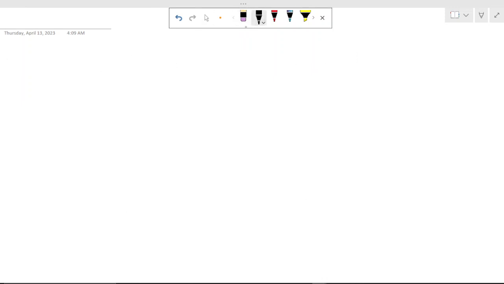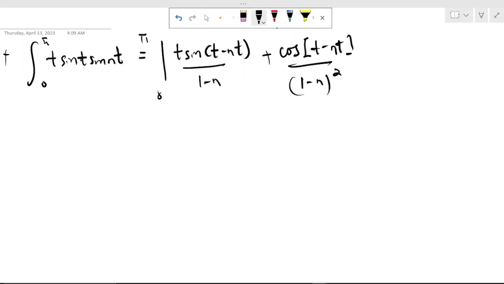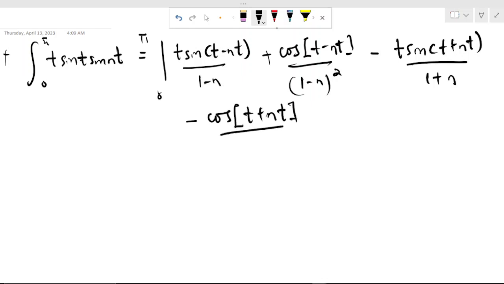I can just remove this. So the integral from 0 to pi of t sine t sine nt is equal to, from 0 to pi, t sine(t minus nt) over 1 minus n plus cos(t minus nt) over (1 minus n) all squared, minus t sine(t plus nt) over 1 plus n, then minus again cos(t plus nt) over (1 plus n) squared.